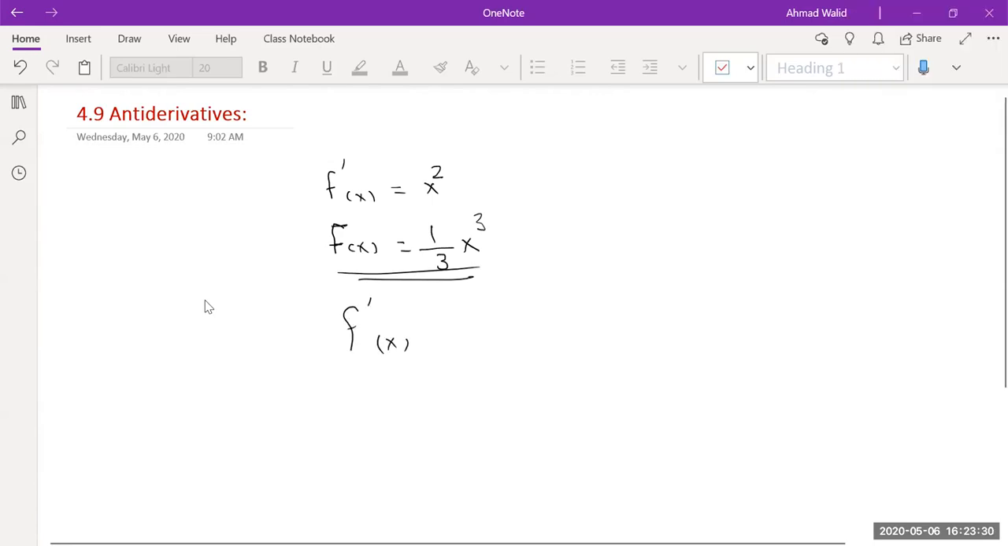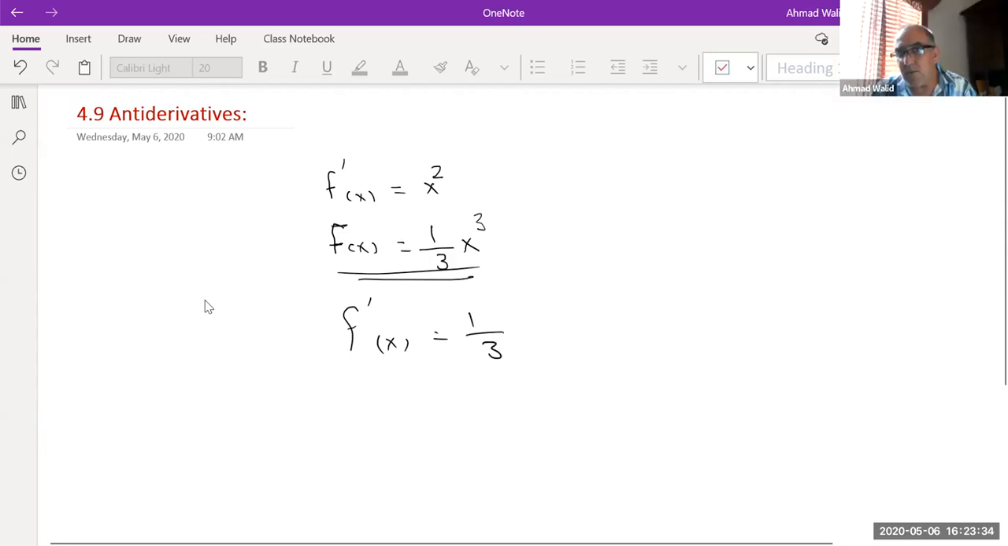F prime x equals 1/3. This exponent comes to the front times 3 and subtract 1 from the exponent, 3x squared. You see 3 cancels out with 3, and you end up with f prime x equal x squared. Back to this problem, I proved it actually. It means the antiderivative of f prime x equal x squared is actually 1/3 of x cubed.